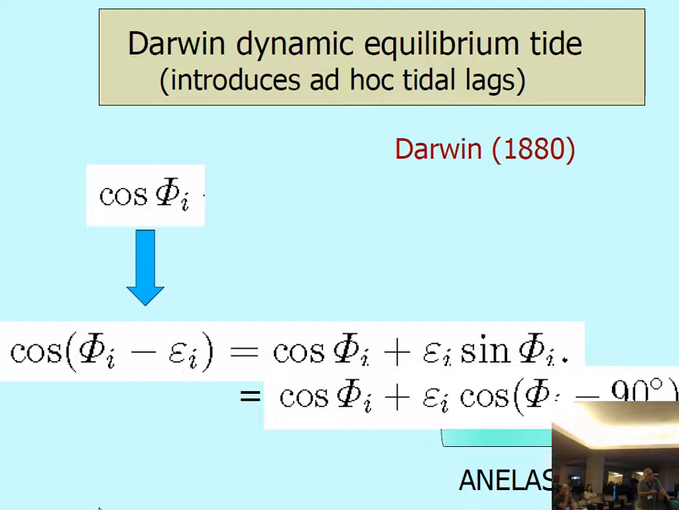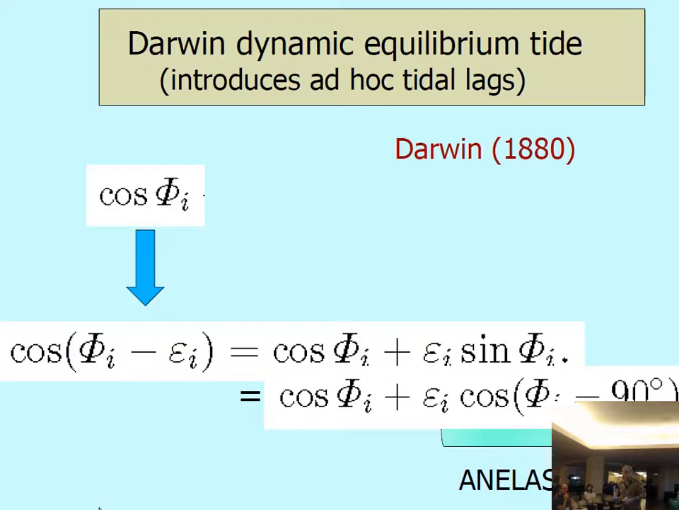Every term will be transformed in this kind: cosine of phi minus epsilon. I can make a simple decomposition. Cosine of phi minus epsilon is, by Taylor expansion in this lag, cosine phi plus epsilon sine phi. I can change sine into cosine just to make the analogy. And this analogy is important because, even if it's trivial, it has been realized only very recently. Cosine phi is the elastic tide. The Earth points towards the Moon. For the main term, phi is the semi-diurnal tide, and the tide points to the Moon.